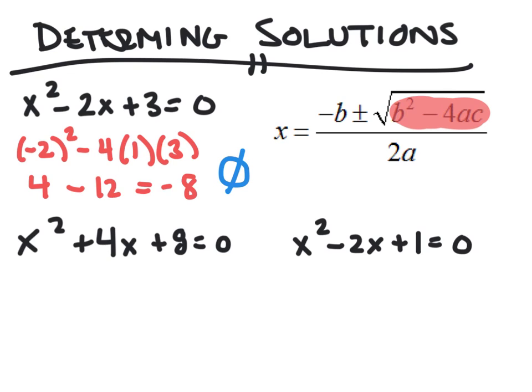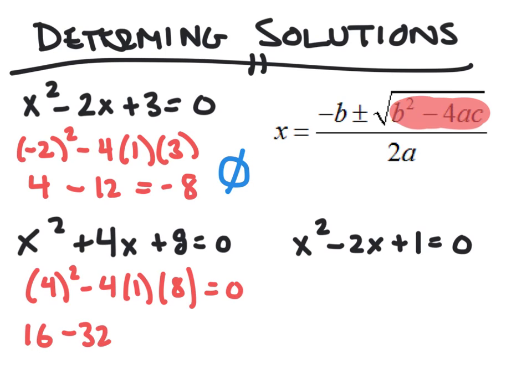Let's try another one. If I do b squared minus 4ac, I get 16 minus 32. I also get a negative here. I would expect no answers here. So again, what's taking place is I'm asking for a value that that particular parabola does not even intersect with.